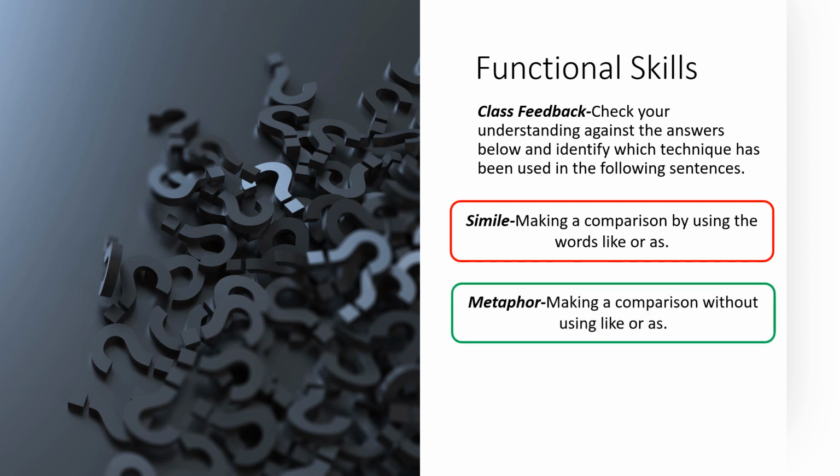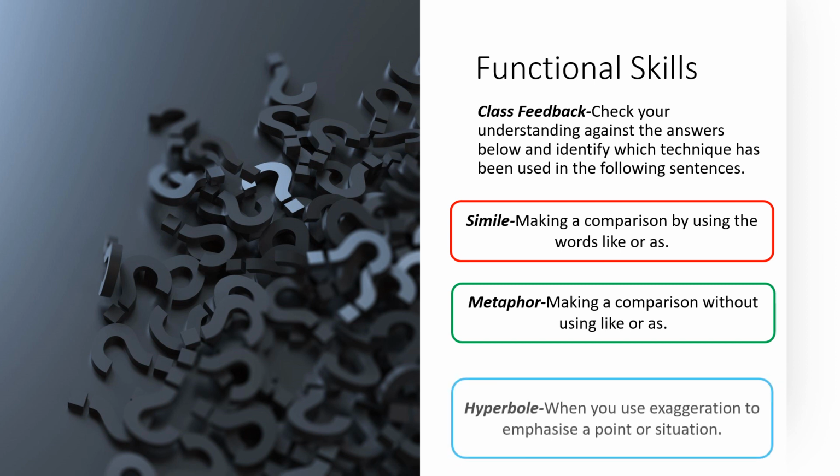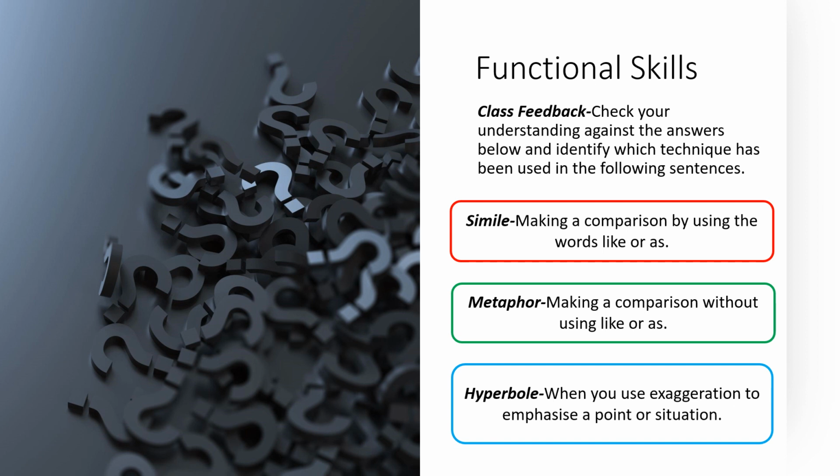Next we have a metaphor. This is where you make a comparison without using like or as. So if we were to say that someone was as tall as a mountain, that would be a simile, because we've used as or like. If we were to say the man was a mountain, that would be a metaphor, because we haven't used the comparison with the like or as. And the final one then, our hyperbole. This is simply when you use exaggeration to emphasize a point or situation.